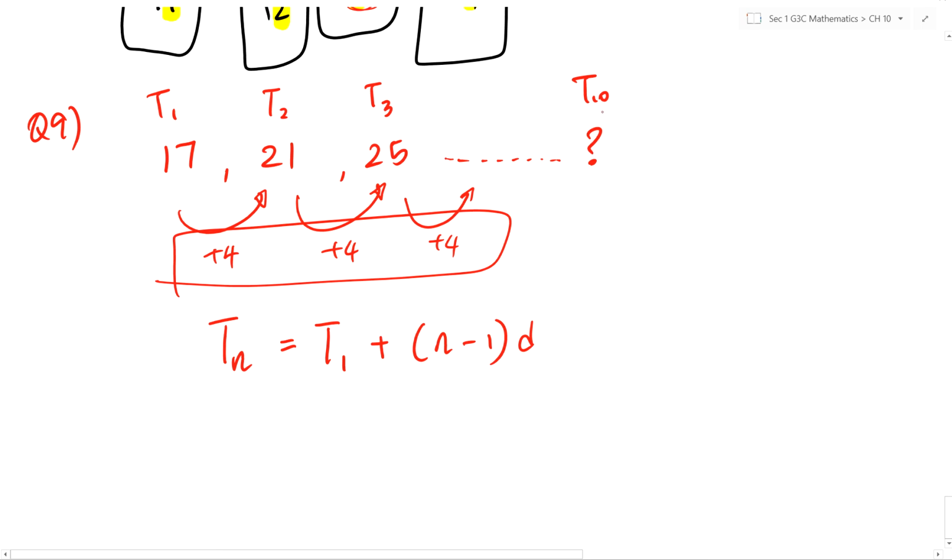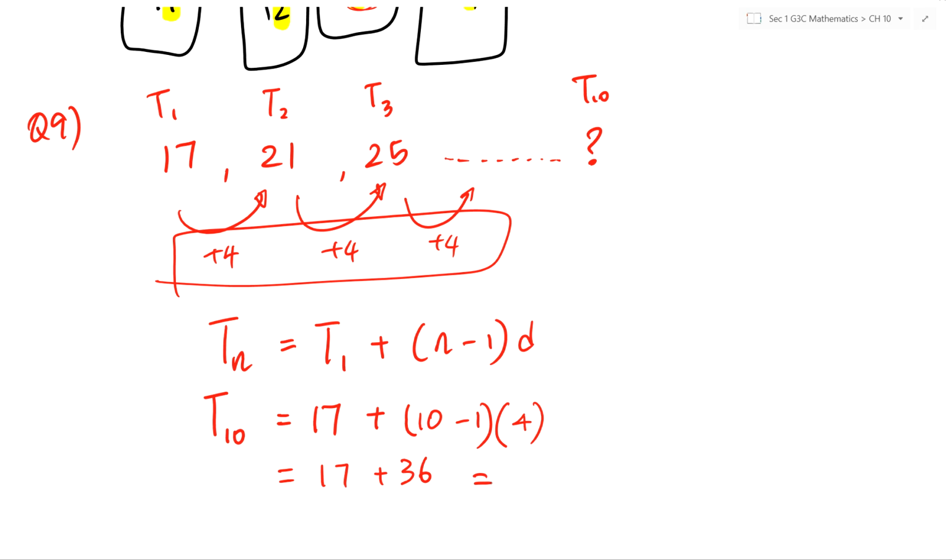Today we want term number 10, so I'll write this as term number 10 is equal to term number 1, which is 17, plus, since I want term number 10, meaning n is equal to 10, 10 minus 1 times the common difference d, which is 4. So this gives us 17 plus 9 times 4, which is 36, resulting in a value of 53.